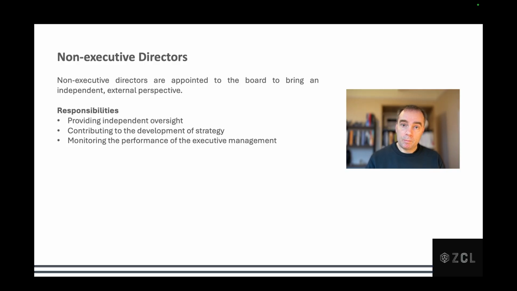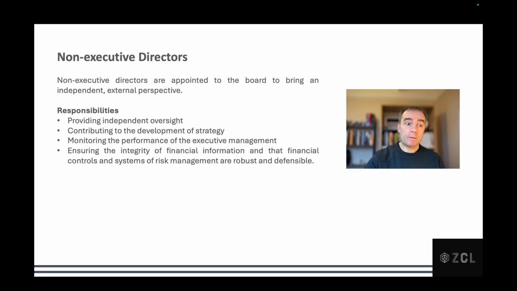So is the company actually living up to its plans? Is it achieving its goals on sales, on recruitment, on employee retention, environmental standards, whatever they may be? Is the executive management actually doing a good job here? And really important is the integrity of the financial information provided and the controls and systems around risk management.